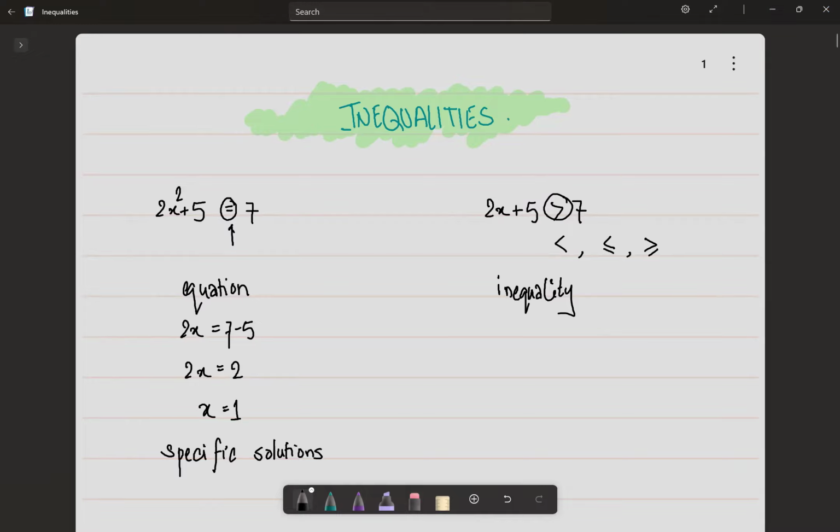But when we take a look at inequalities, they don't have specific solutions. What inequalities have is a range or set of solutions. When we solve inequalities, we don't get a specific solution. We get a range of solutions, a range for x or a set of values for x.